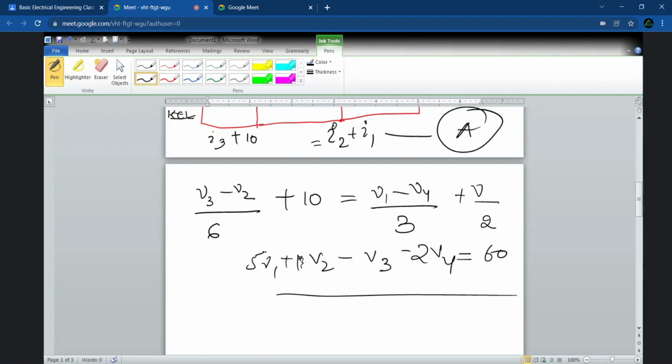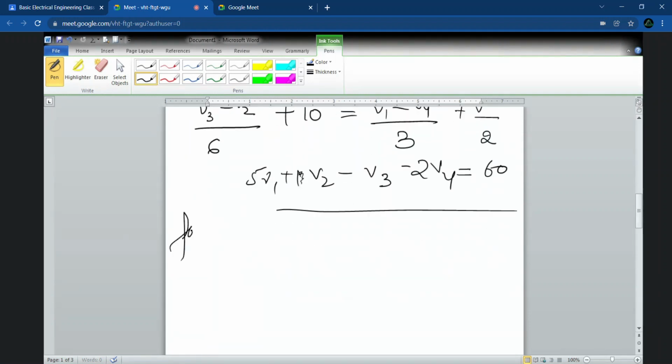Just you have to club two nodes, that's all. Is it clear to everybody? Yes, ma'am. Next, for supernode 3 and 4, again we will be writing the equations.